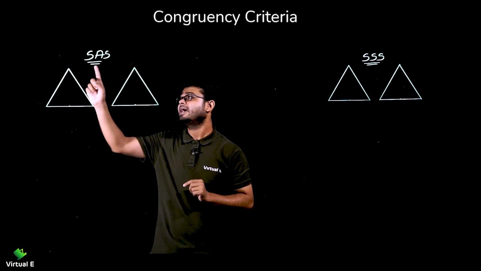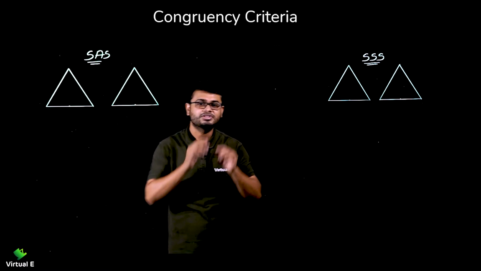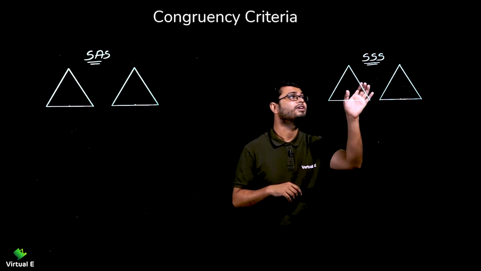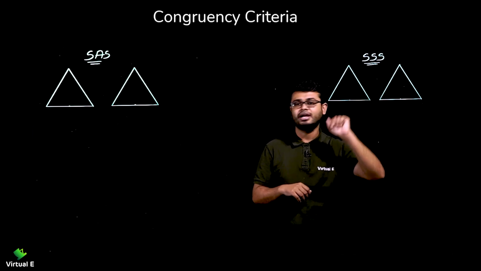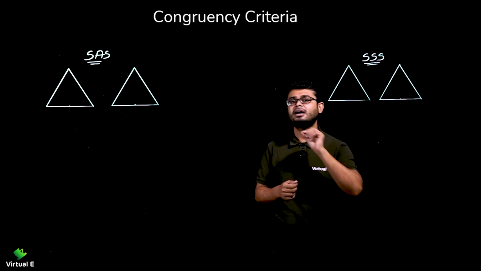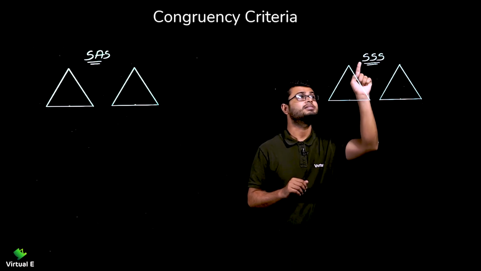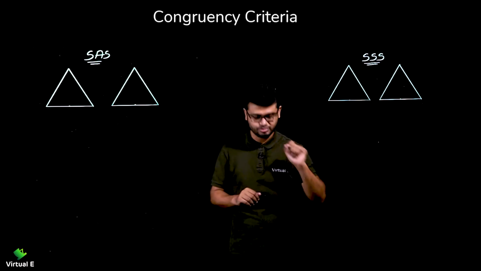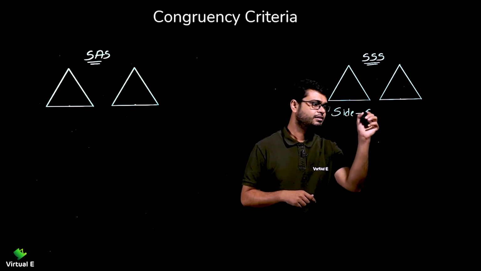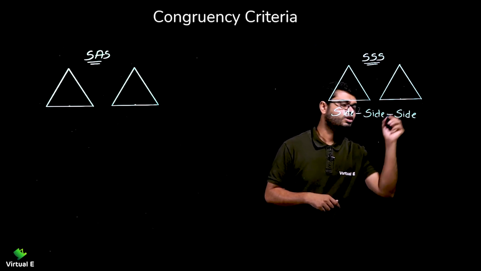If we talk about SAS, it is side, angle and side. So rather than proving all the 6 conditions, if I prove that 3 sides of these 2 triangles are equal, then I can say that these 2 triangles are congruent. Very simple, right? SSS means side, side and side. That's what I need to prove. Let's mention here side, side and side. This is what we need to prove.